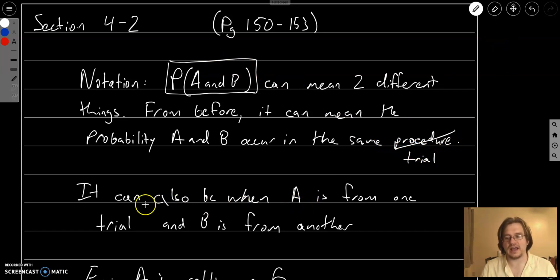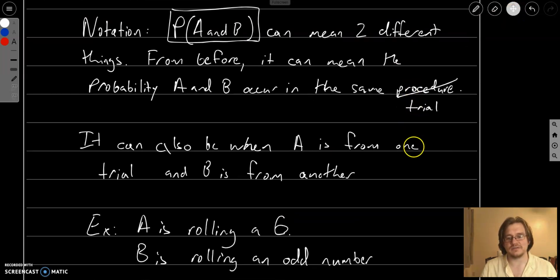But now we're going to be looking at something different. We're going to be looking at doing one thing and then doing another, as in we have two different trials. Maybe it's the same procedure, maybe it's two different procedures, but the idea is that we'll do one and then another. So A corresponds to, say, the first trial, and then B will correspond to the second trial. So this is slightly different.